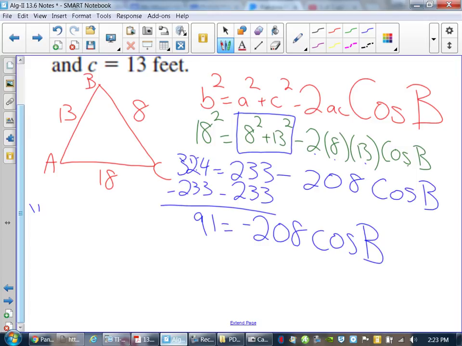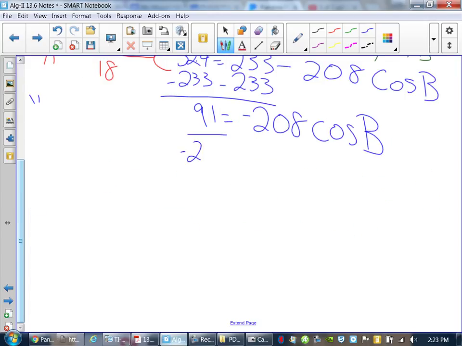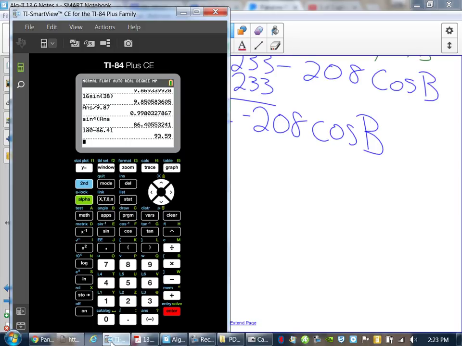So, what do you do now? Divide by negative. All right, so if you get this far, right now you have some crummy decimal: 91 divided by negative 208 equals the cosine of b. How do you find b? Very good.